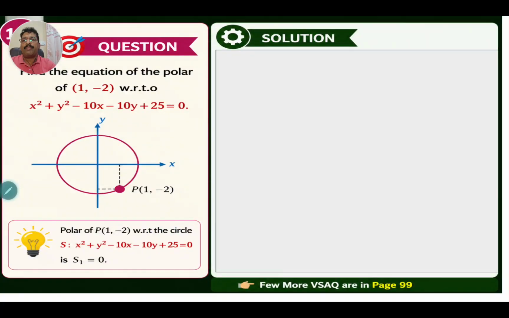Find the equation of the polar of (1, minus 2) with respect to the circle. For the equation of the polar, equation of the chord of contact, and equation of the tangent, for all the three only one formula, that is S1 is equal to 0. To find S1 equal to 0, what do we require? One point and one circle. In the given question you see point given, circle given. Using the formula S1 equal to 0, here x1, y1 is (1, minus 2), and you take the circle and simplify, you will get the answer.